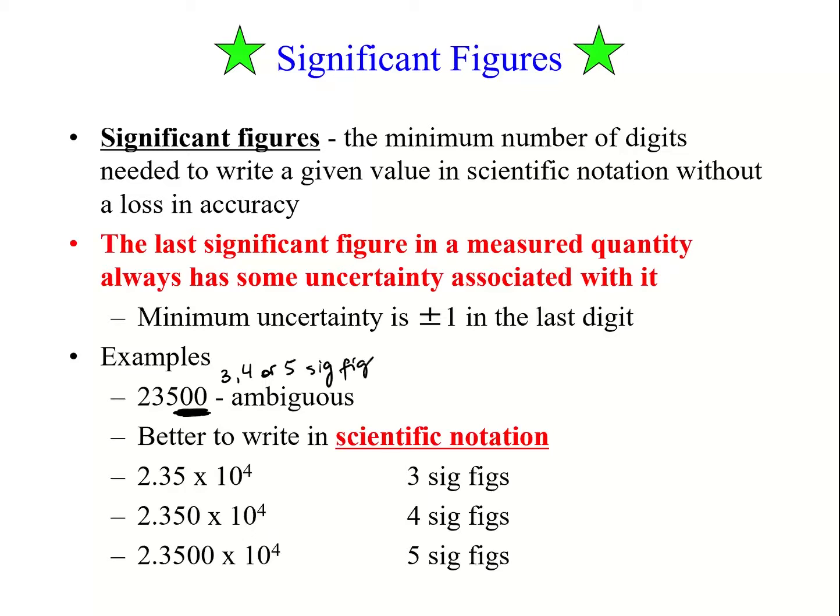So this number can have 3, 4, or 5 sig figs. But if I show it in scientific notation, then I can certainly show how many significant figures I have. So 2.35 times 10 to the 4th has 3 significant figures, or I can add one more 0 and it would have 4 significant figures, and so on.